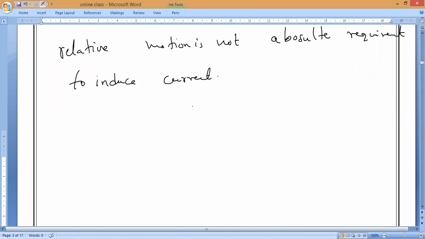So Faraday said that relative motion is not an absolute requirement to induce the current. We do not need relative motion. You can just take two coils, understand? One coil is connected to the sensitive galvanometer and another coil is connected to the battery, yes or no? For that purpose, he inserted some kind of a non-conducting rod, or else you can keep a soft iron also. If you keep soft iron, what will happen?